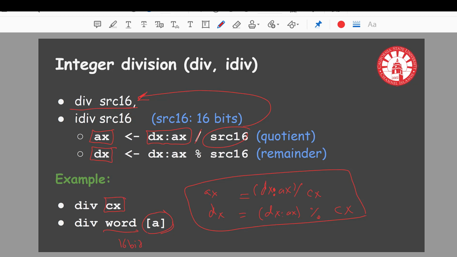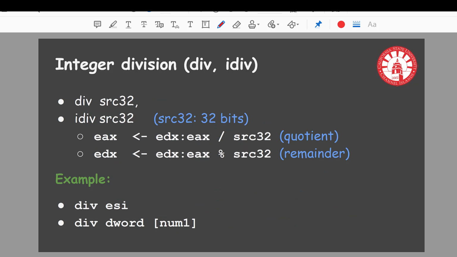Here we have the same thing for the memory location A. Since it is word, it means that this is 16-bit. Therefore, when the compiler wants to do this operation, it automatically takes DX concatenated with AX register and divides it with bracket A. Same thing for this operation. AX and DX respectively store the value of the quotient and the remainder of the operation.